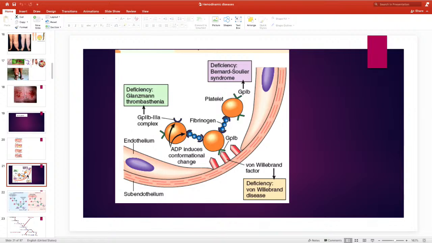If we want to check whether we have any abnormality in the intrinsic or extrinsic pathway, in this case, we have to be able to read blood tests. Partial thromboplastin time is responsible for the intrinsic pathway, and prothrombin time is responsible for the extrinsic pathway.